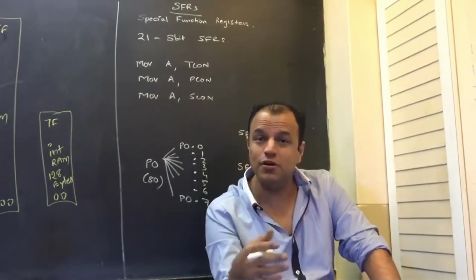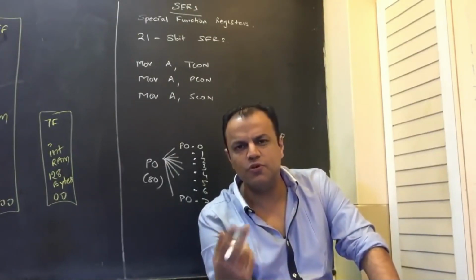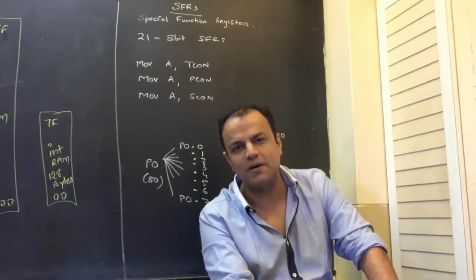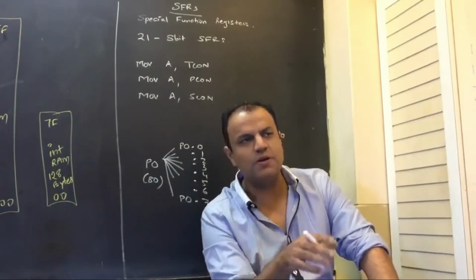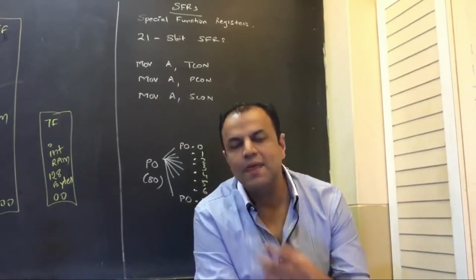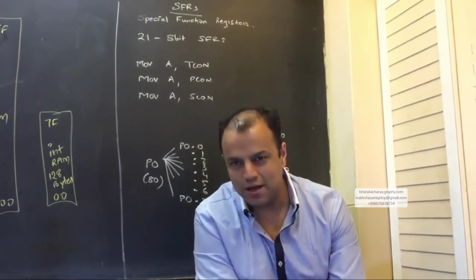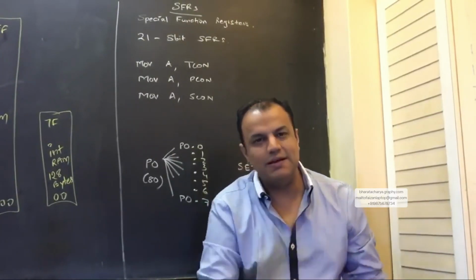The remaining SFRs you learn as you learn the topics. When you learn timers, you learn 6 SFRs. In serial port, you learn 2. In interrupts, you learn 2. And in power saving, you learn 1. So that's how you learn all the 21. But anyway, my point over here is there are 21 SFRs. They are available to the programmer. Programmer means you. Okay?